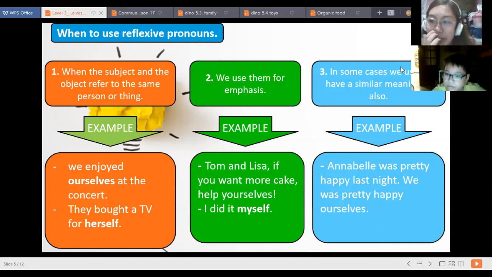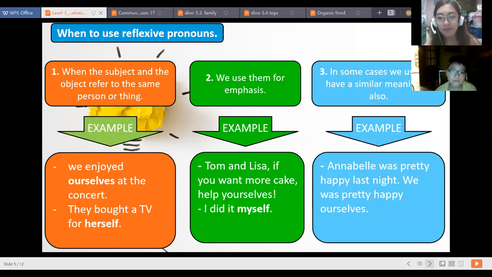How about number three? Can you give me the example? Annabelle was pretty happy last night. We were pretty happy ourselves. Okay, can you give me the reflexive pronoun there? Ourselves. Okay, very good, Ken.